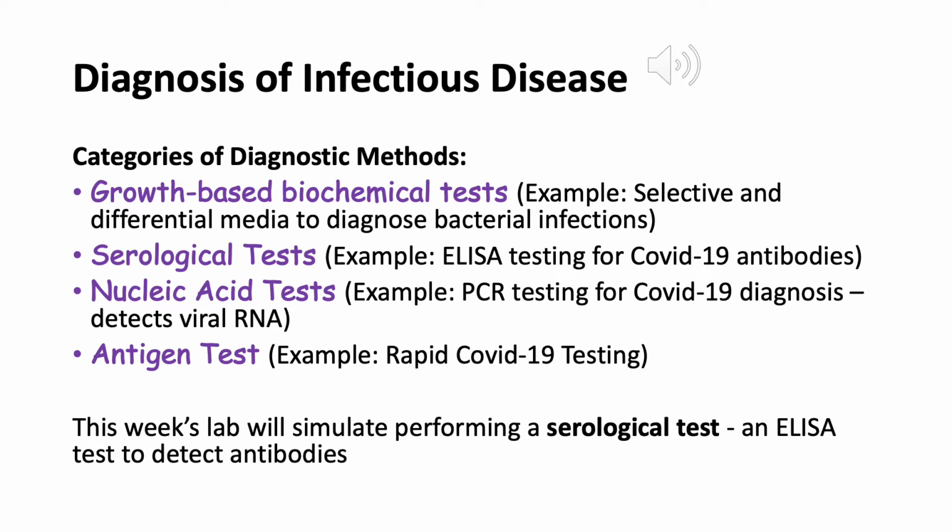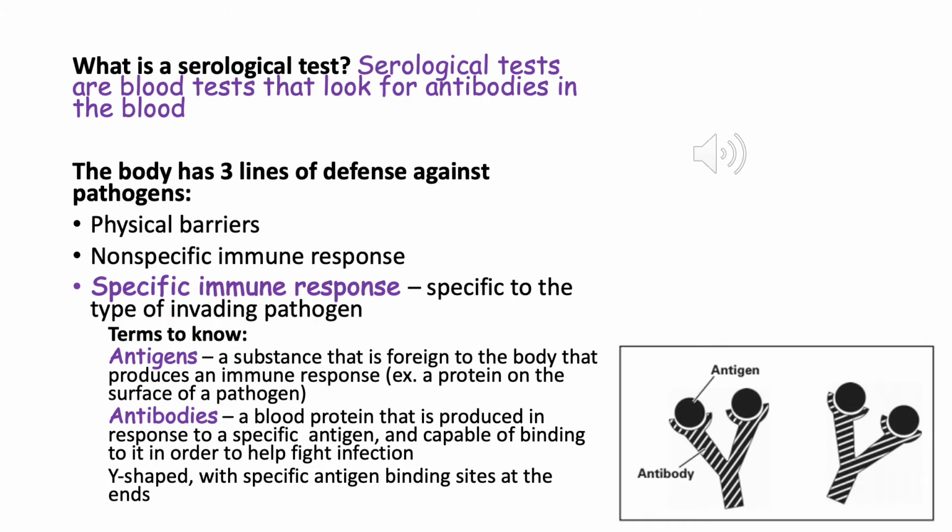So those are all the categories of diagnostic methods for diagnosing an infectious disease. But this week's lab, we're going to specifically look at a serological test, and we're going to perform in the lab a simulated serological test, an ELISA test, to detect antibodies. So this week's lab is going to focus on the category of serological tests.